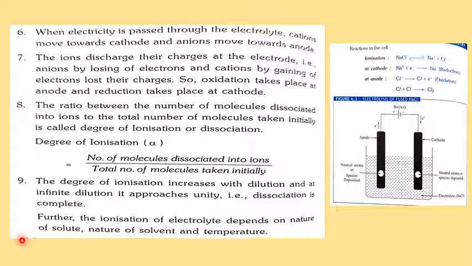Anode charge is positive. Cathode charge is negative.